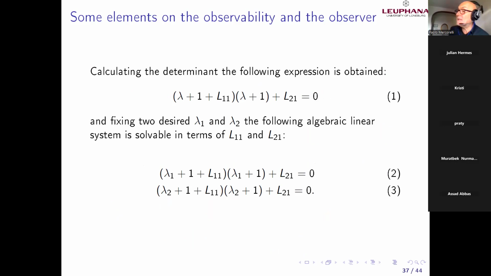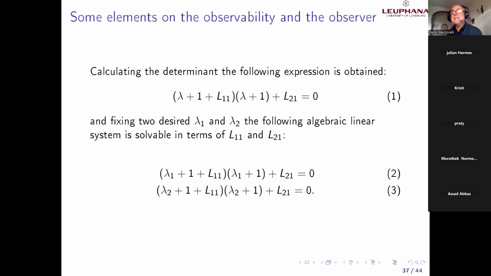Why that? Because lambda 1 and lambda 2 are known, because I fixed them in accordance with the speed which I need to realize the observer. Even though the observer is in infinite time, we can nevertheless define the velocity of observation. We will see next week with MATLAB. In any case, we have here two equations and two variables, L11, L21, to be calculated.